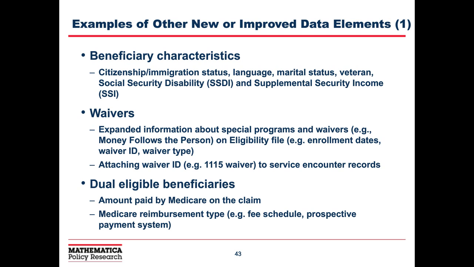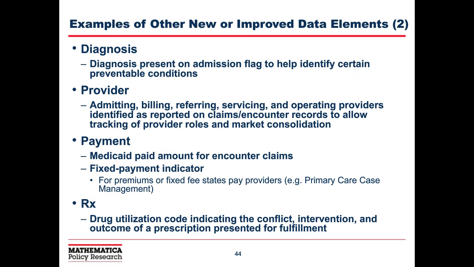Diagnosis is currently available in the Medicaid data system, but we have this new flag, the present on admission flag, that helps identify certain preventable conditions that patients may incur during their stay, so very useful information on quality of care. On the claims and encounter records, TMSIS will hopefully get all these different types of provider identified: the admitting provider, billing, referring, servicing, and operating providers.